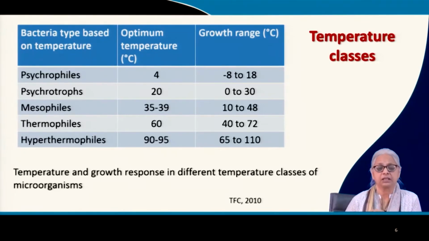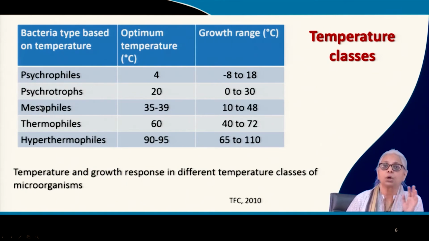Now we come to temperature classes. What we see in this table is that bacteria have been classified according to their optimum temperature. In the previous slide, I mentioned that bacteria that are in our environment are used to living in perhaps an optimum temperature of about 35 to 39 degrees centigrade and a range of 10 to 48 degrees centigrade. These are mesophilic bacteria. So when your food is exposed to these mesophilic bacteria, it will spoil under normal conditions. Within these conditions, your food will spoil.